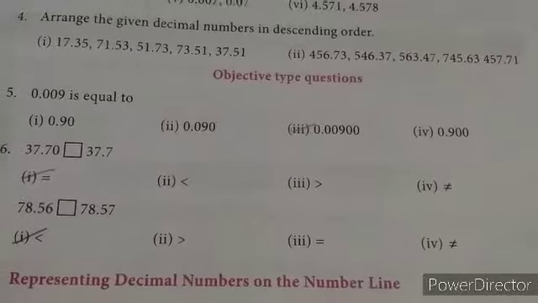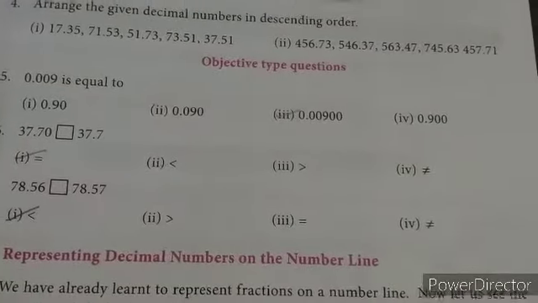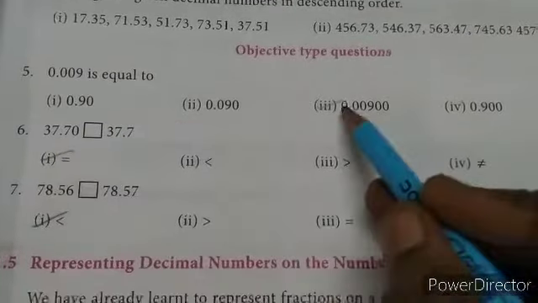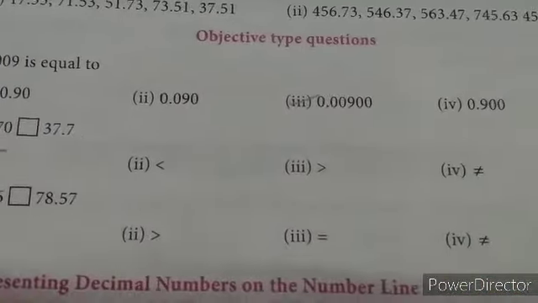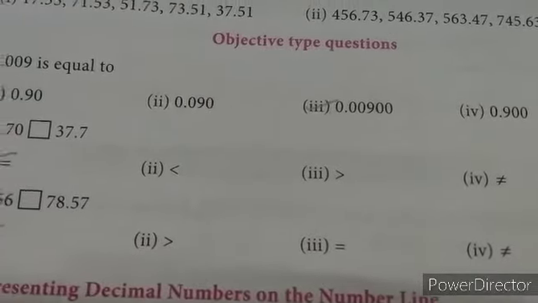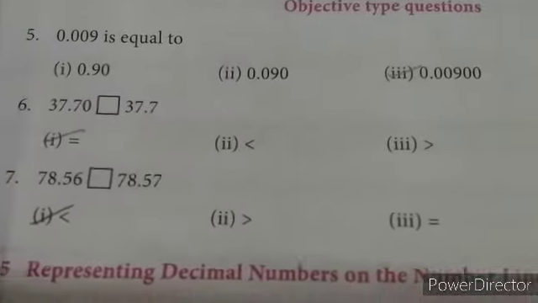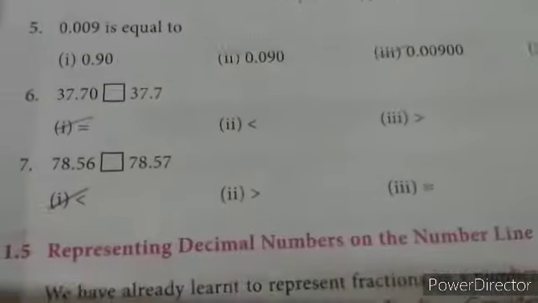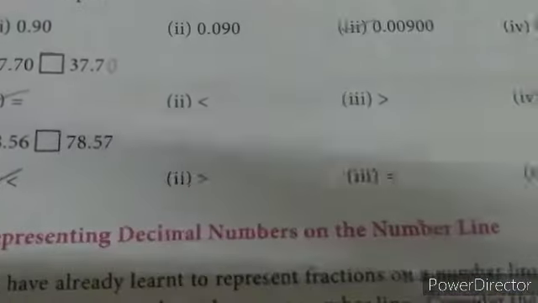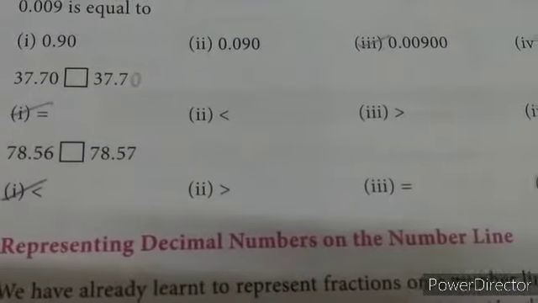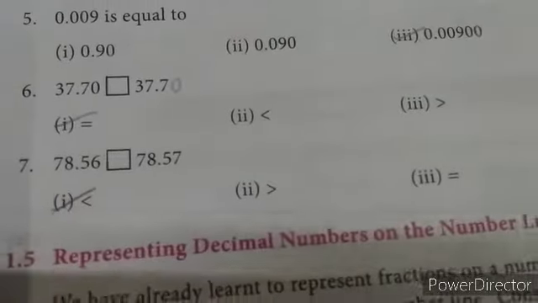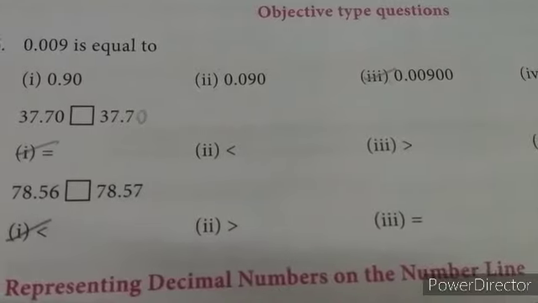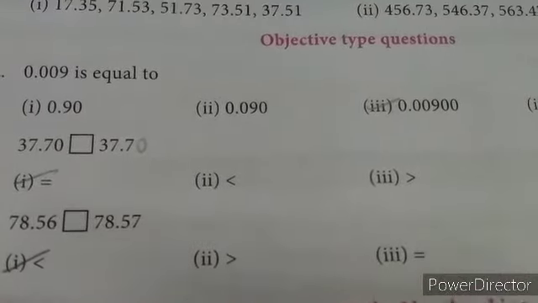Next are the objective type questions. 0.009 is equal to 0.00900. Now 37.70 and the other side is given as 37.7. You have to add the 0. Now compare the numbers. Both are equal. And question number 7. 78.56 and 78.57. 78.56 is less than 78.57.